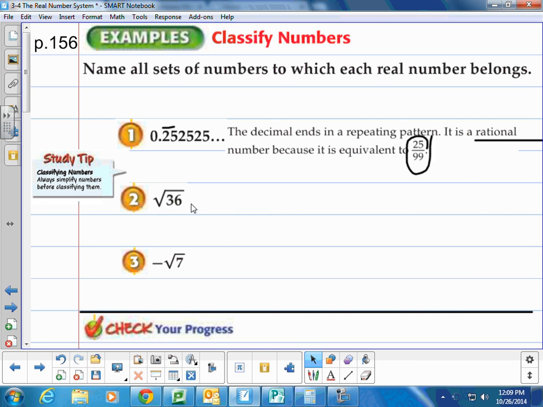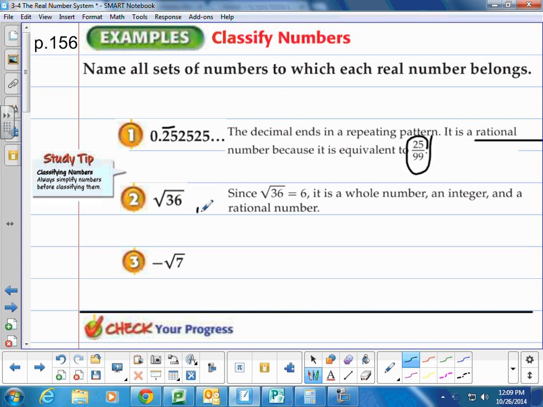The square root of 36. Simplifying this would just be me saying that the square root of 36 is 6. And since 6 is a whole number, that means it had to have been an integer and a rational number as well. If we go through this step by step, well, I can write 6 as a fraction. I can write it as 6/1. I can write it as 12/2. So it can be written as a fraction, so that makes it rational.